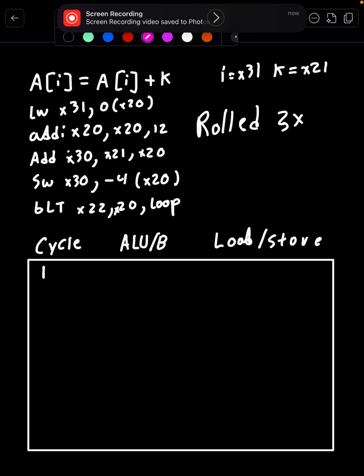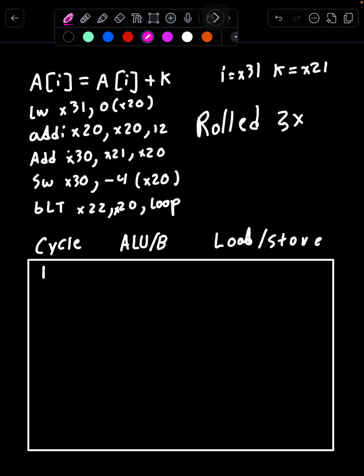So now for rolled 3x, we're going to go down this code and do the same exact thing. First we're going to load word, x31, or I guess to make it simpler, we know we're going to do 3x, so let's just write down x29, 0x20, right? And then we have our add I, which we are able to do in the exact same manner. So we do add I, x20, x20, right?